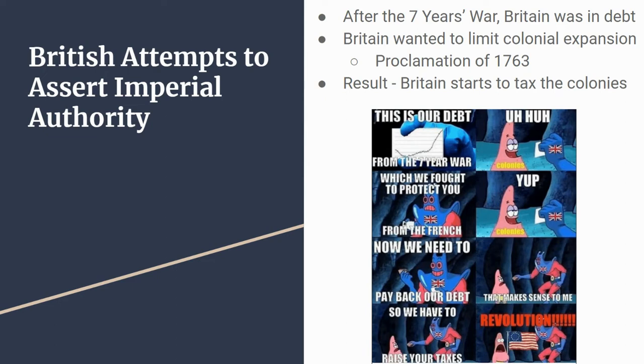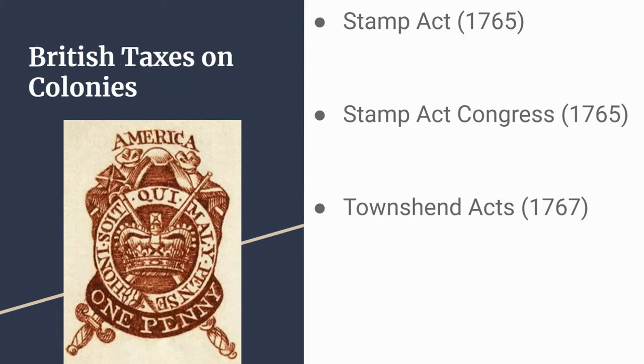So the result of Britain being in debt and this Proclamation of 1763, but mostly the result of the 7 Years' War, is that Britain is going to start to tax the colonies because they realize that they need to get some more money, and they think the colonies should pay for it since the war was fought in the New World. So, what are the main taxes that Britain is going to do on the colonies? Now, there's a ton of them, but these are a couple that are important to know.